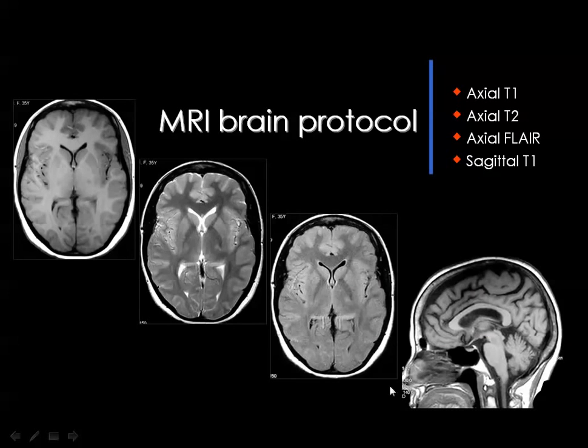Then the usual MRI protocol of the brain should include an axial T1, axial T2, and axial FLAIR, which is the fluid attenuation. This FLAIR belongs to the T2, except that the CSF is black. Then you see the sagittal T1 weighted image, and here are the 4 pulse sequences used for examination of the brain by MRI.